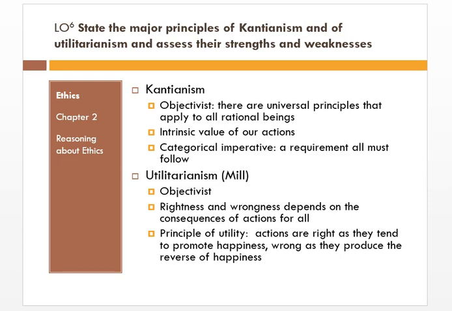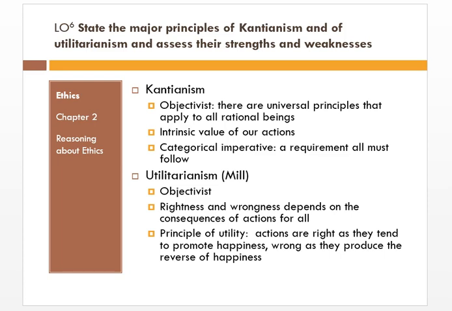Now, as Mill wrote, actions are right in proportion as they tend to promote happiness, and they are wrong as they produce the reverse of happiness. So when deciding whether an action is right or wrong, what Mill would advise one to do is to measure the happiness produced and to make the decision that produces the most happiness, or in a case where there are no outcomes that produce happiness, to minimize the reverse of happiness.